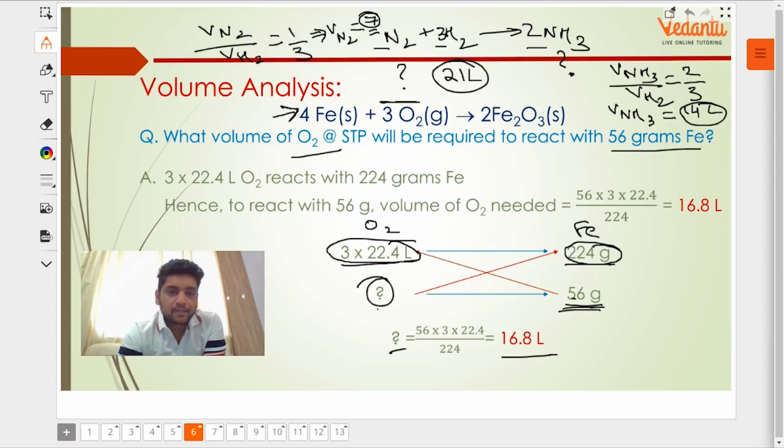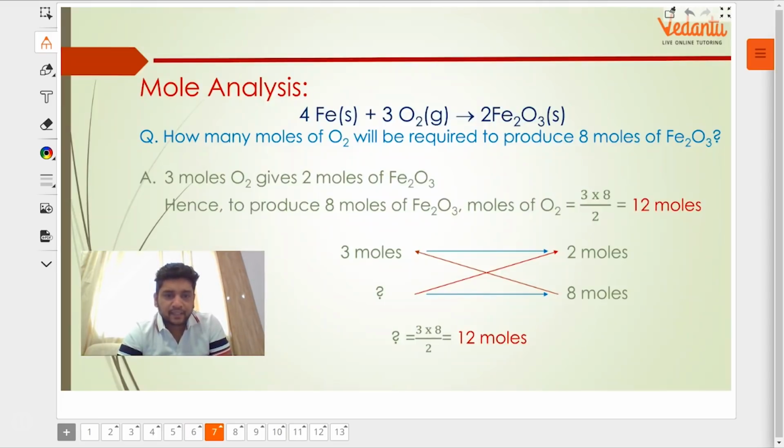They will have a fixed ratio between them. Right? So here specifically, 4 into 56 grams of Fe, that is 224 grams of Fe, combines with 3 moles of oxygen, meaning 3 into 22.4 liters of oxygen. My question was what volume of oxygen is going to combine with 56 grams. Cross multiplying, the volume of oxygen came to 16.8 liters. This is simple volume analysis, right? You can also call it mass-volume analysis. Let's look at the next question.